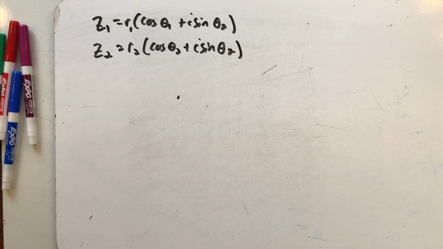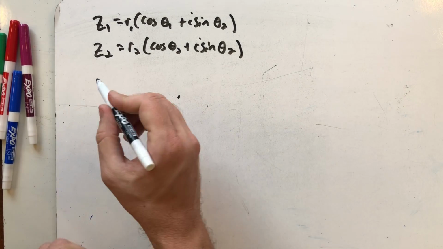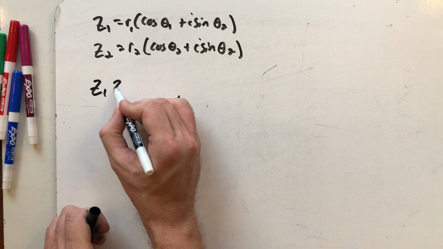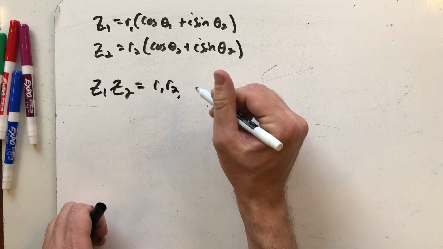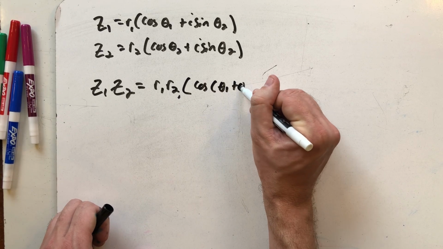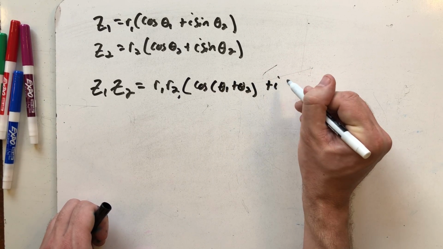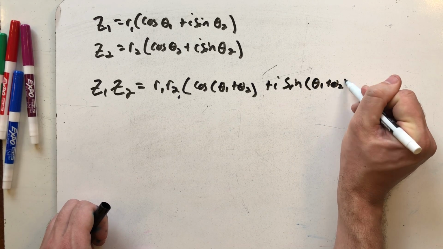I have two complex numbers here, z1 and z2, written down in their polar form. And we know that when we multiply complex numbers in their polar form, we multiply the values of r and add the angles. And it's in adding the angles that I can imagine multiplying complex numbers as a rotation.